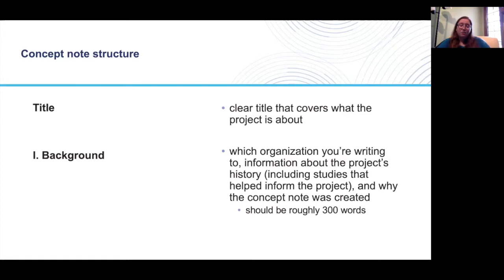This may be broken up to between 1 and 3 different areas, but the general idea of the background is to give a little bit of information on the organization that you are writing to show that you understand what their interests are. It should also give a little bit of information about your project history, including any research that you have already conducted. And it should also explain why you have decided to write this concept note and why you have decided that your project is important. So the entirety of the background section should be roughly 300 words, give or take maybe about 50 words.